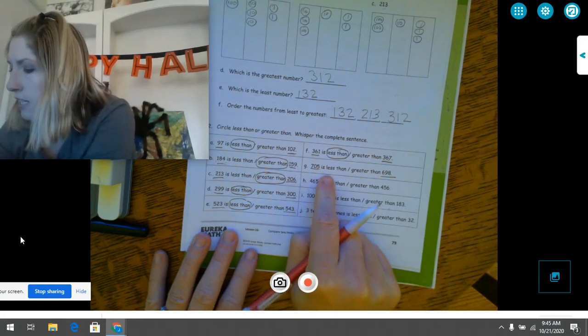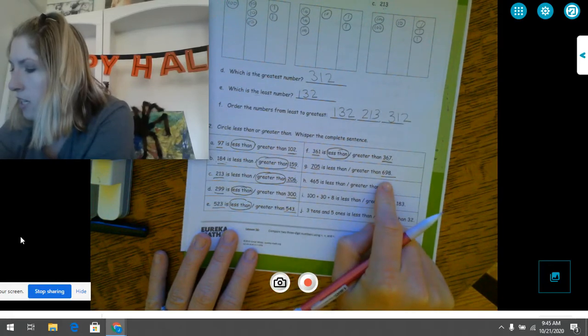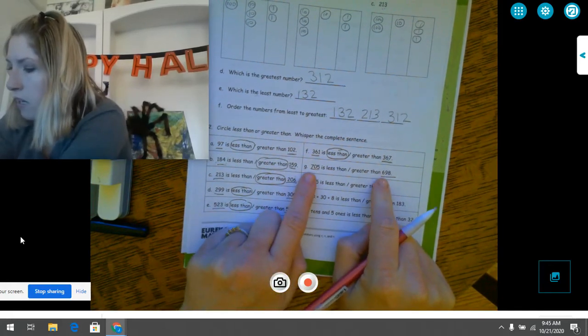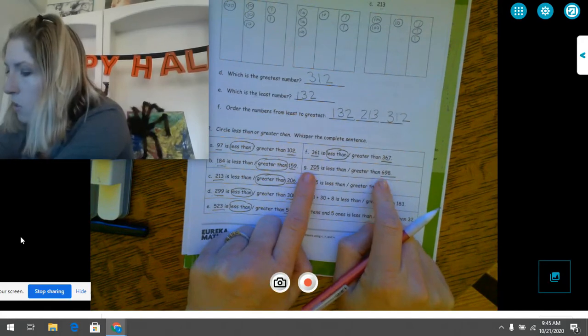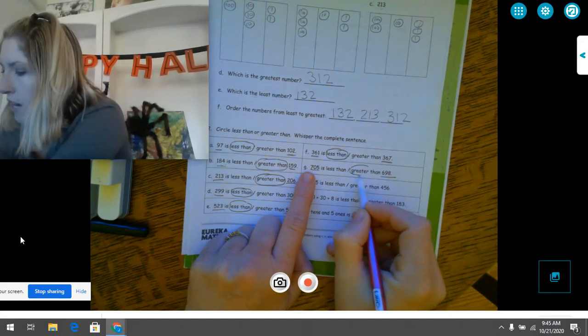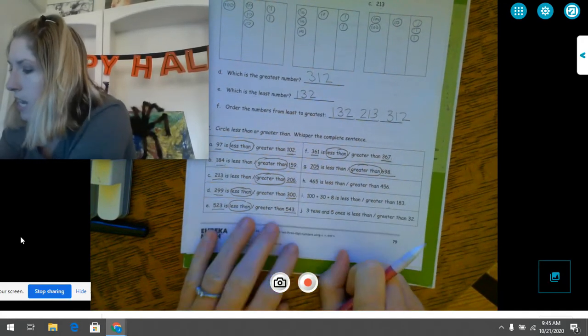705 is less than or greater than 698? Well, there's a 7 in the hundreds place and only a 6 in the hundreds place. So 705 is greater than 698.